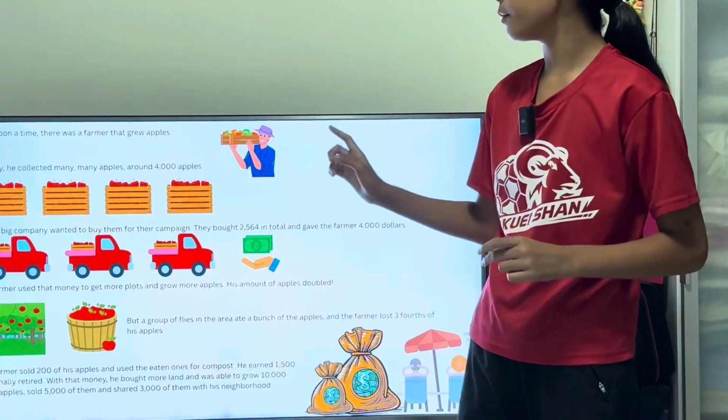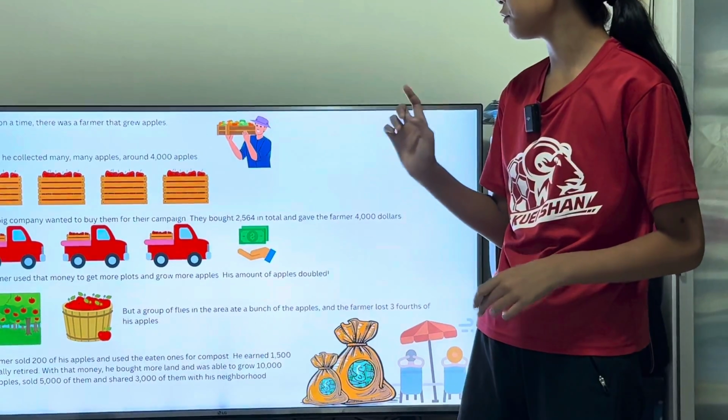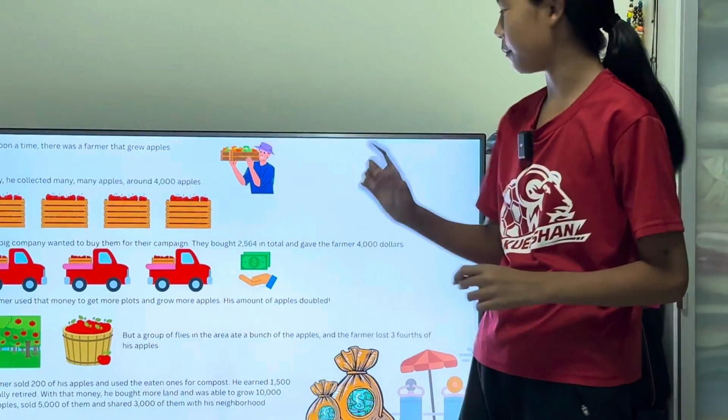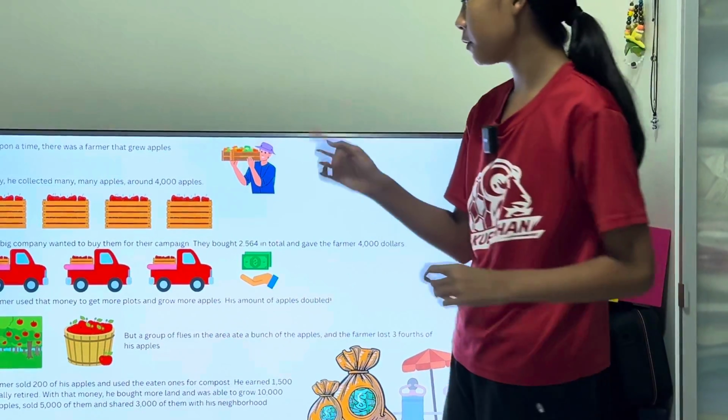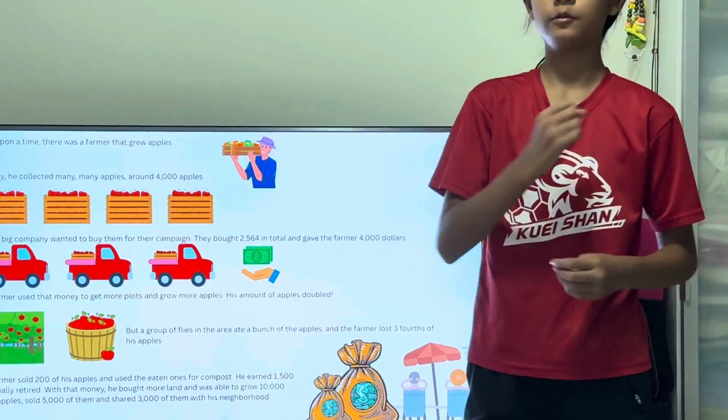And then a big company wanted to buy them for their campaign. So they bought 2,564 apples and gave the man lots of money. The farmer used that money to get more plots and grow more apples. His amount of apples doubled.